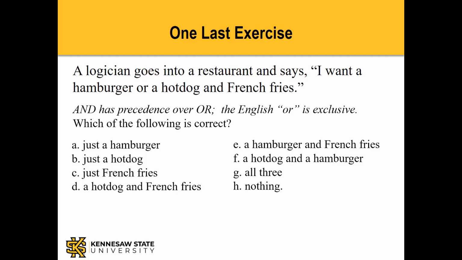Now, if you're in a class, the teacher's going to pause the video for a few minutes and let you solve that problem. And has precedence over or is exclusive. Which of those things does the logician get? Like cats, there might be more than one correct answer. We're back from our pause, and I know that logician, and he's a little mixed up. Suppose the precedents were reversed and or had precedence over and. That is, we do the ors first, then the ands.